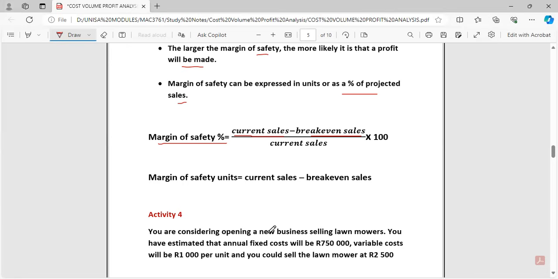Then when you are using the margin of safety units, you are going to have your current sales minus break-even sales. If the question requires you to do the margin of safety units, then you just look at the expected sales, then you subtract the break-even sales. Then you are going to have your margin of safety. When you are doing the percentage, you are going to express this as a percentage.